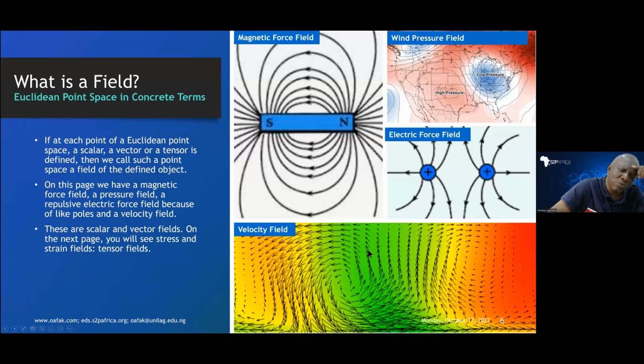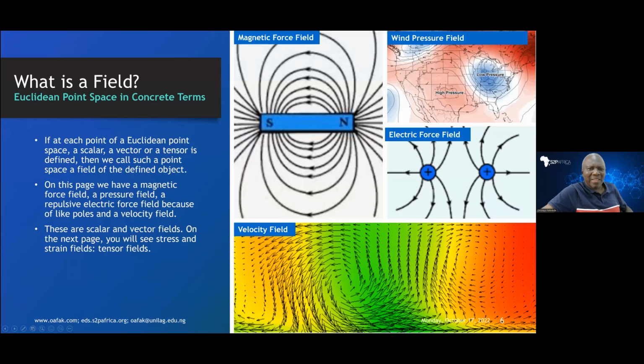Another interesting one is a velocity field in a fluid that is disturbed. The arrows there show both the magnitudes and directions of the velocities as the motion is generated. So this is another example of a concrete Euclidean point space, which is also a field. It is a field in this case because, at any point, a velocity vector is defined; it has magnitude and direction. So this is a Euclidean point space and it's also a field. So we are looking at fields here now in concrete terms.